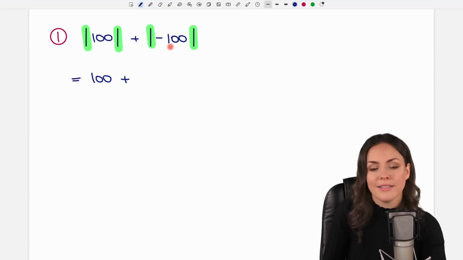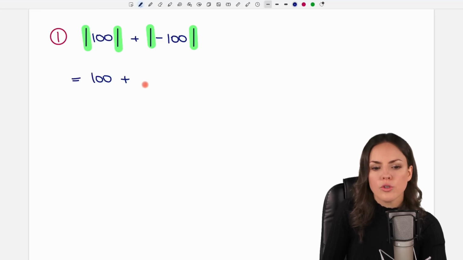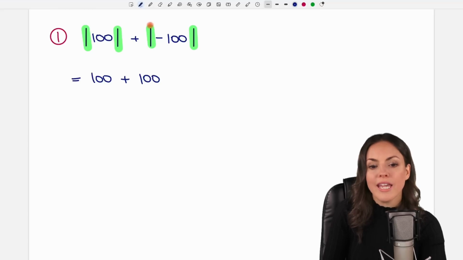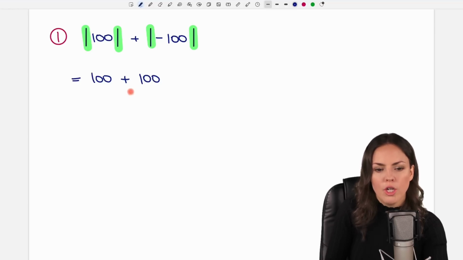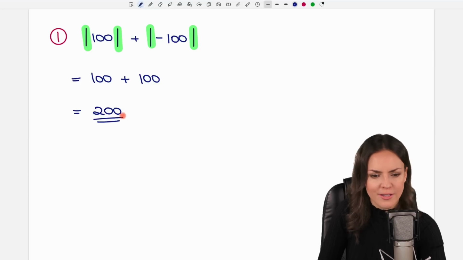And here, this time we have a negative number in our absolute value. But it's also not too complicated to get rid of the absolute value. We just have to make this number positive again. So if you have a negative 100 in here, you just write down a positive 100 as a result. So the absolute value makes everything positive that is inside here. And now we can simplify this to 200 and have our result.